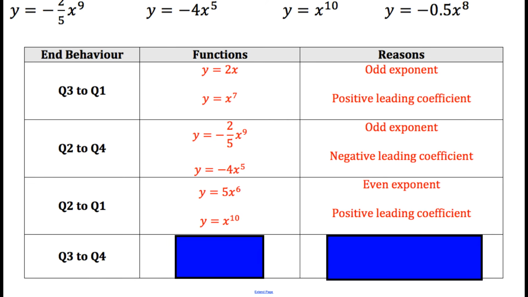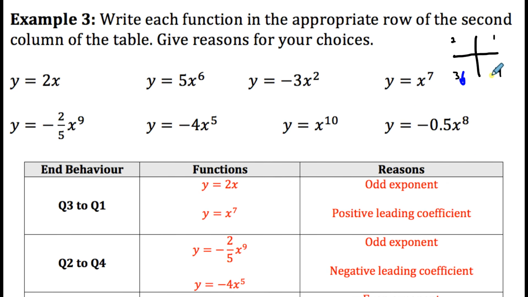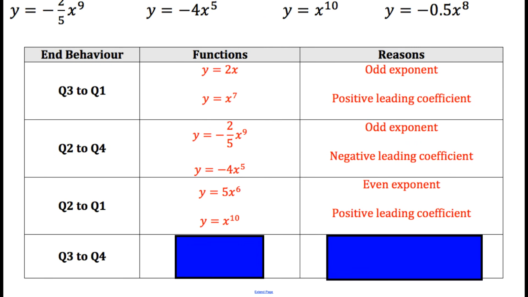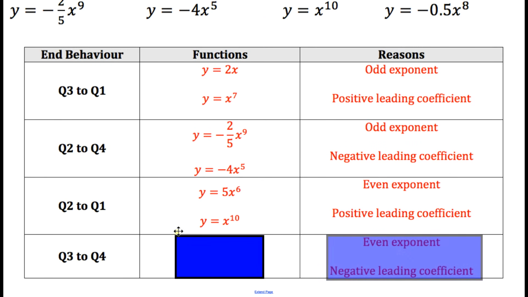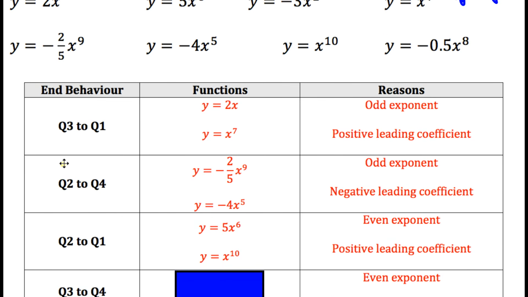And lastly, quadrant 3 to quadrant 4. That means starts down here, finishes down here, pointing in the same direction, same end behavior, means it's an even degree power function, and it's been flipped upside down, so it must have a negative leading coefficient. So we're looking for an even exponent with a negative leading coefficient.